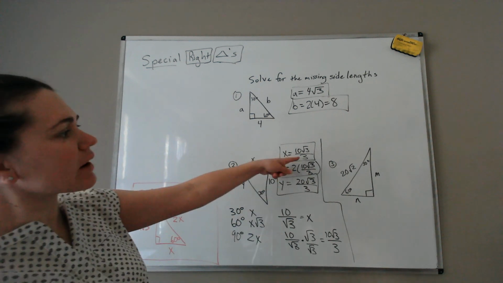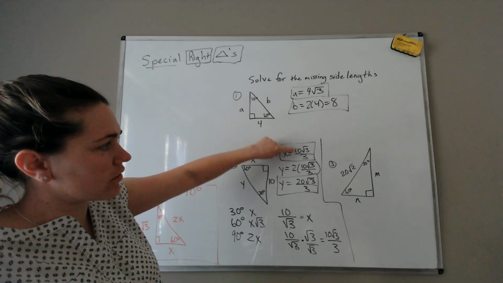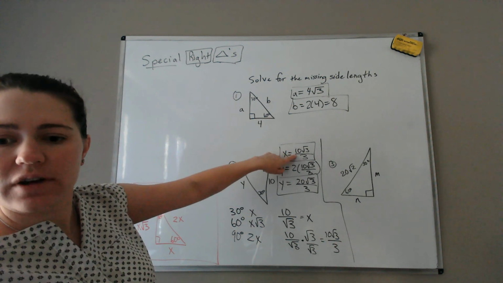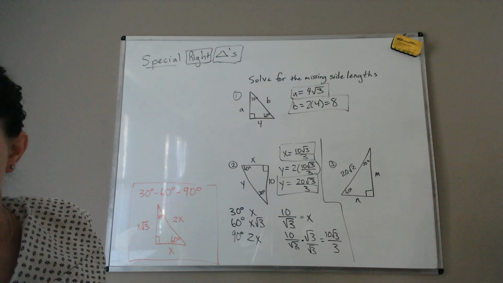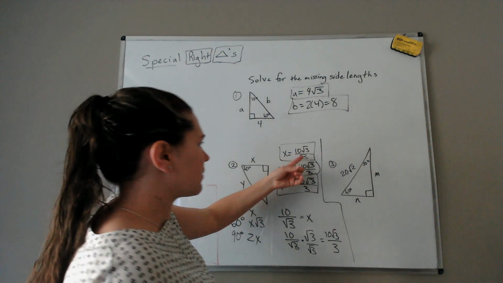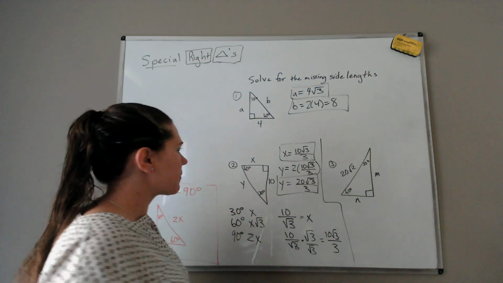If you were able to simplify this fraction, the only thing you would be able to simplify is if 10 and 3 had a common factor. The square root of 3 is not going to be a factor with anything because it's under a square root. Same with 20 over 3, nothing to simplify there.